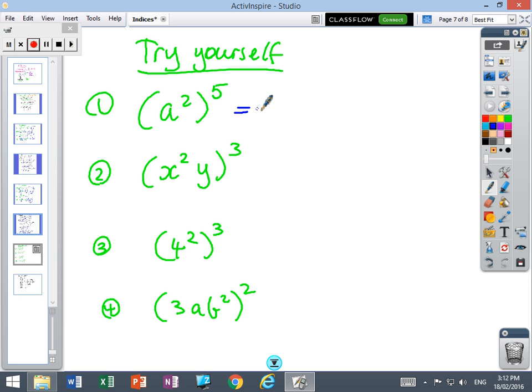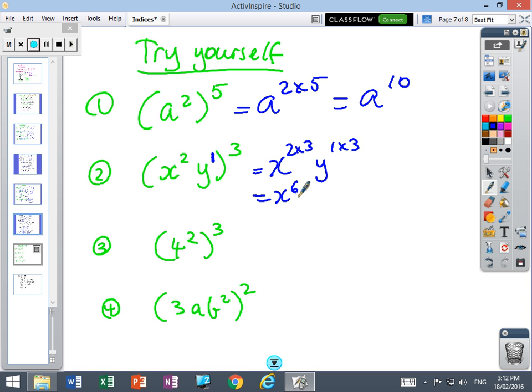Okay, first one is just 2 times 5 equals 10. Next one is 2 times 3 and 1 times 3, because we stick a 1 there. So the answer is x to the 6 y cubed. This one is a base, so it's base 4. 2 times 3 equals 6.